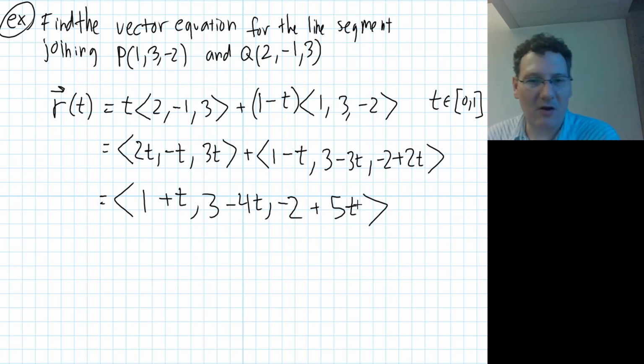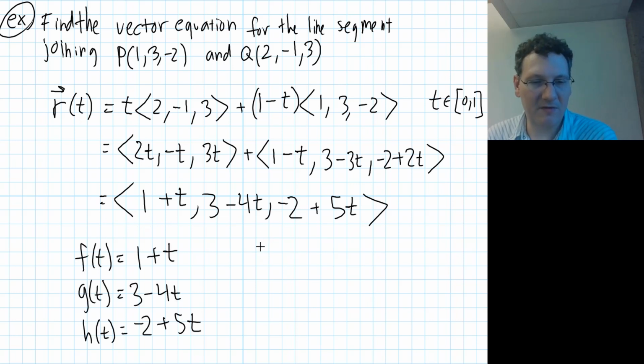So here we have our vector equation. And if we wanted to put this in terms of the parametric equations, here they are. We have f of t is 1 plus t, g of t is 3 minus 4t, and then h of t is negative 2 plus 5t.